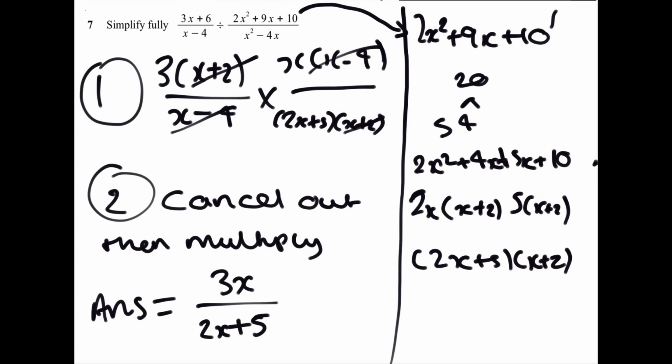And then once we've cancelled them out, we can now multiply. We're left with 3 multiplied by x, which is 3x, and 1 multiplied by 2x plus 5, which is 2x plus 5. And there we have it. We have successfully been able to divide algebraic fractions.